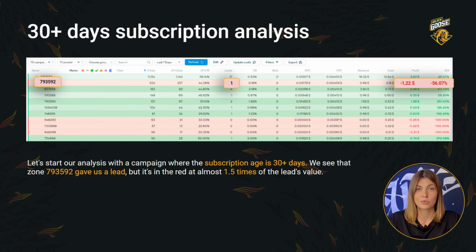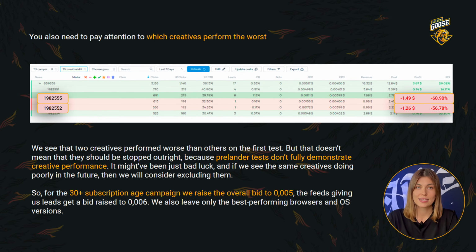It's better to consult with your network manager to learn about the bid amount needed to get more of the traffic you are currently buying out. According to these rules, it's too early for zones 79, 35, 92 to be banned, and we don't need to lower the bid yet. In our case, on average for converting zones and leads in general, we were buying out around 12 to 18% of traffic and were advised to increase the bid to 0.006.